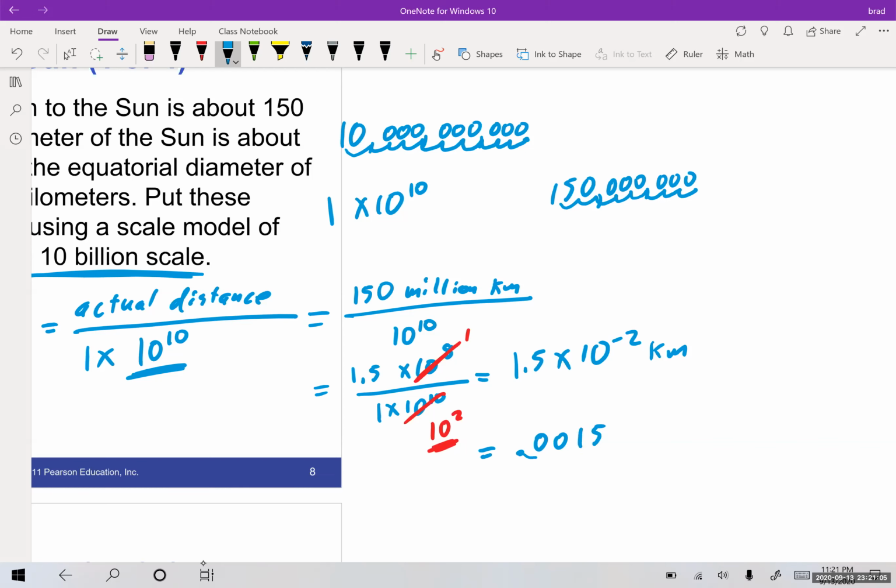0.0015. Let's see. So that's 1, 2. That's too many. 1, 2. So there you go. So this is 0.015 kilometers. Well, that kind of doesn't help me very much, but we know that 1 kilometer is 1,000 meters. So what I'm going to do is I'm going to rewrite this in terms of meters, just so I can talk to somebody about it. So if I multiply this, so let's do a little note over here. Note. Or let's do recall.